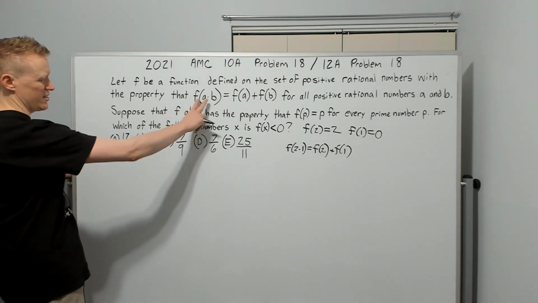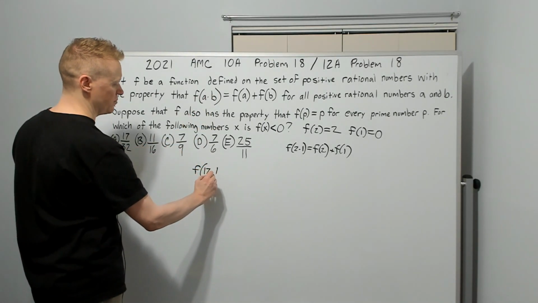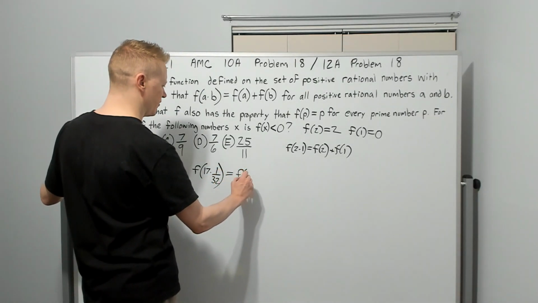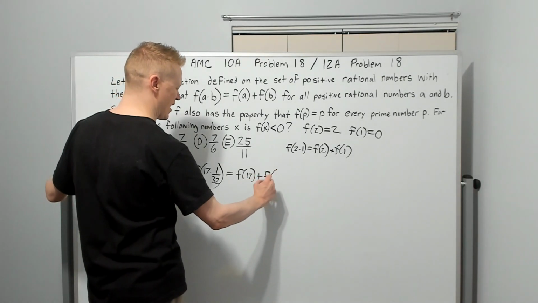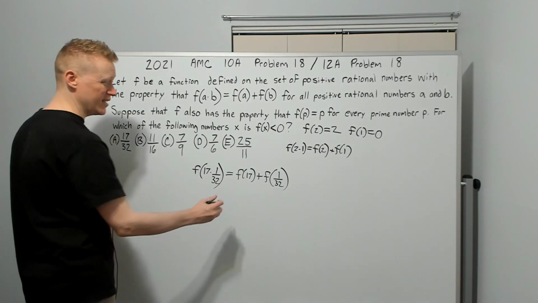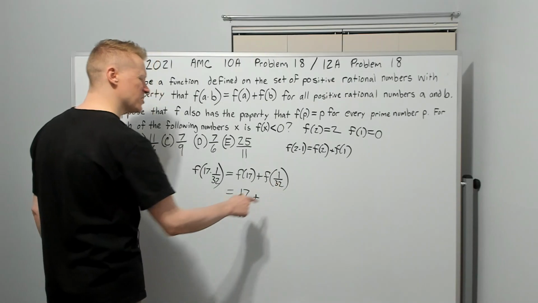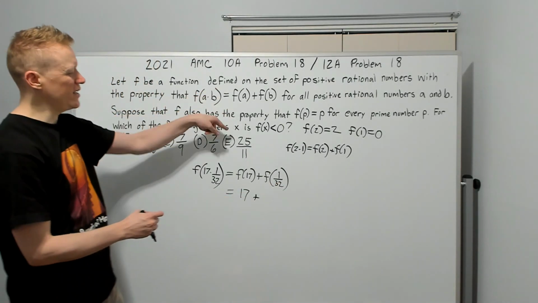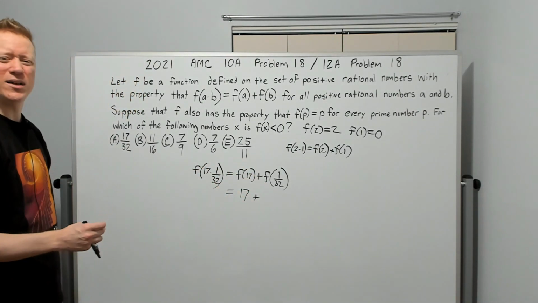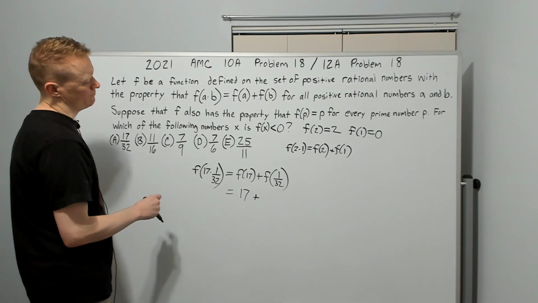If I put the 17 over 32 in and made it f of 17 times 1 over 32, then this would equal f of 17 plus f of 1 over 32. Now we know what f of 17 is because it's prime. It's just going to equal 17. This one, though, we don't know about. Isn't this 1 over f of 32? It doesn't say that. We can't make that assumption. So, what can we do?